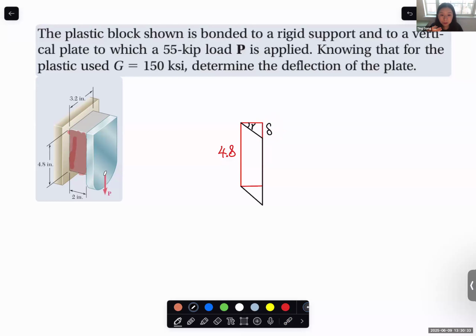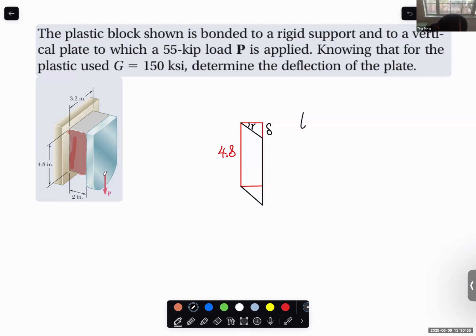Let's go back to the conceptual part. I said, since it's small deformation, we always have gamma equal to tangent gamma. This is very important because it can make a connection between the strain and this delta. And since we have a shear modulus, we can get the shear stress. Since we have force, we can calculate shear stress. So now we connect everything we learned so far.